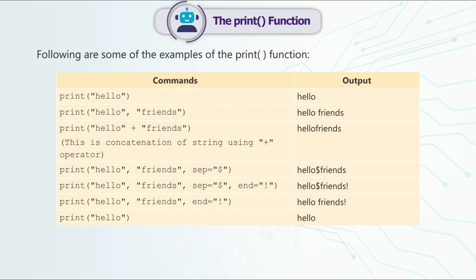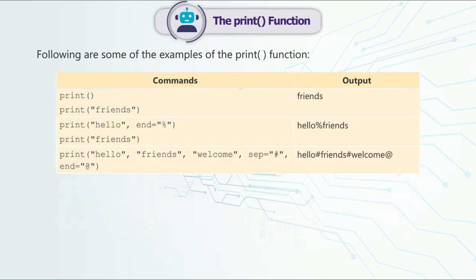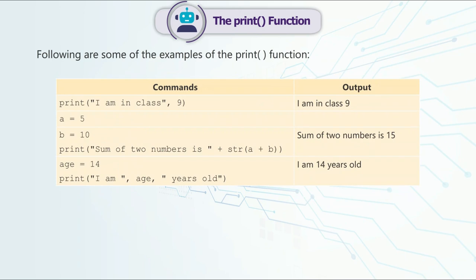print hello, print friends, output hello friends. print hello, end = %, output hello % friends. print friends. print hello friends welcome, sep = hashtag, end = @, output hello #friends #welcome @. print I am in class 9, output I am in class 9.